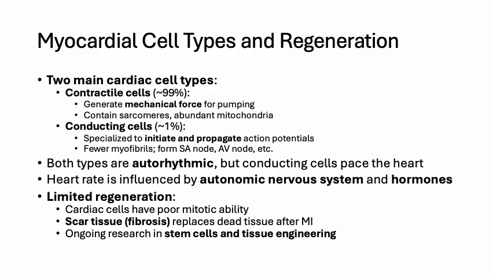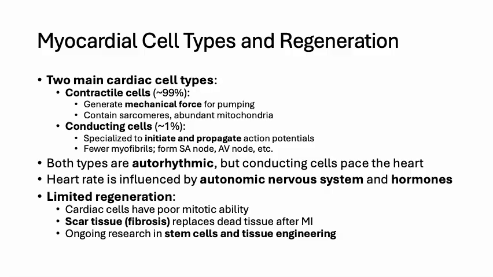In the heart, there are two major types of cardiac muscle cells, each with a distinct role in maintaining the rhythm and function of the organ. The first, myocardial contractile cells, make up about 99% of the heart's muscle cells. These are the workhorses of the heart. They contain sarcomeres and mitochondria and are responsible for the strong, coordinated contractions that push blood through the chambers and into the circulatory system.